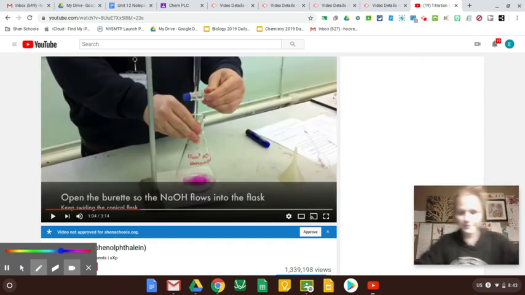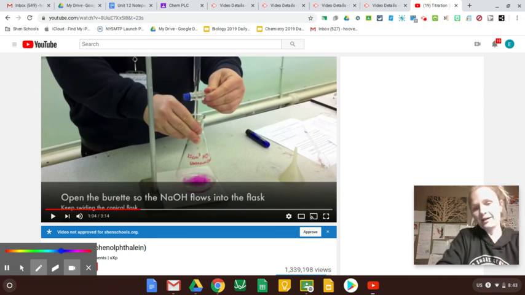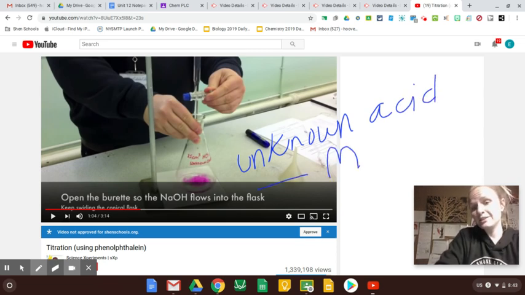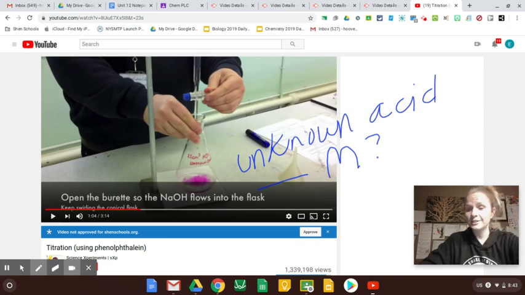Okay, so what is titration? It's when you have some sort of unknown acid or base. In this case, I had an unknown acid. I knew it was an acid, but I just didn't know how strong. Is it super dangerous or not so bad? What's the molarity? Remember, that's how strong it is, how many moles per liter. So what's the molarity? I do know the volume.